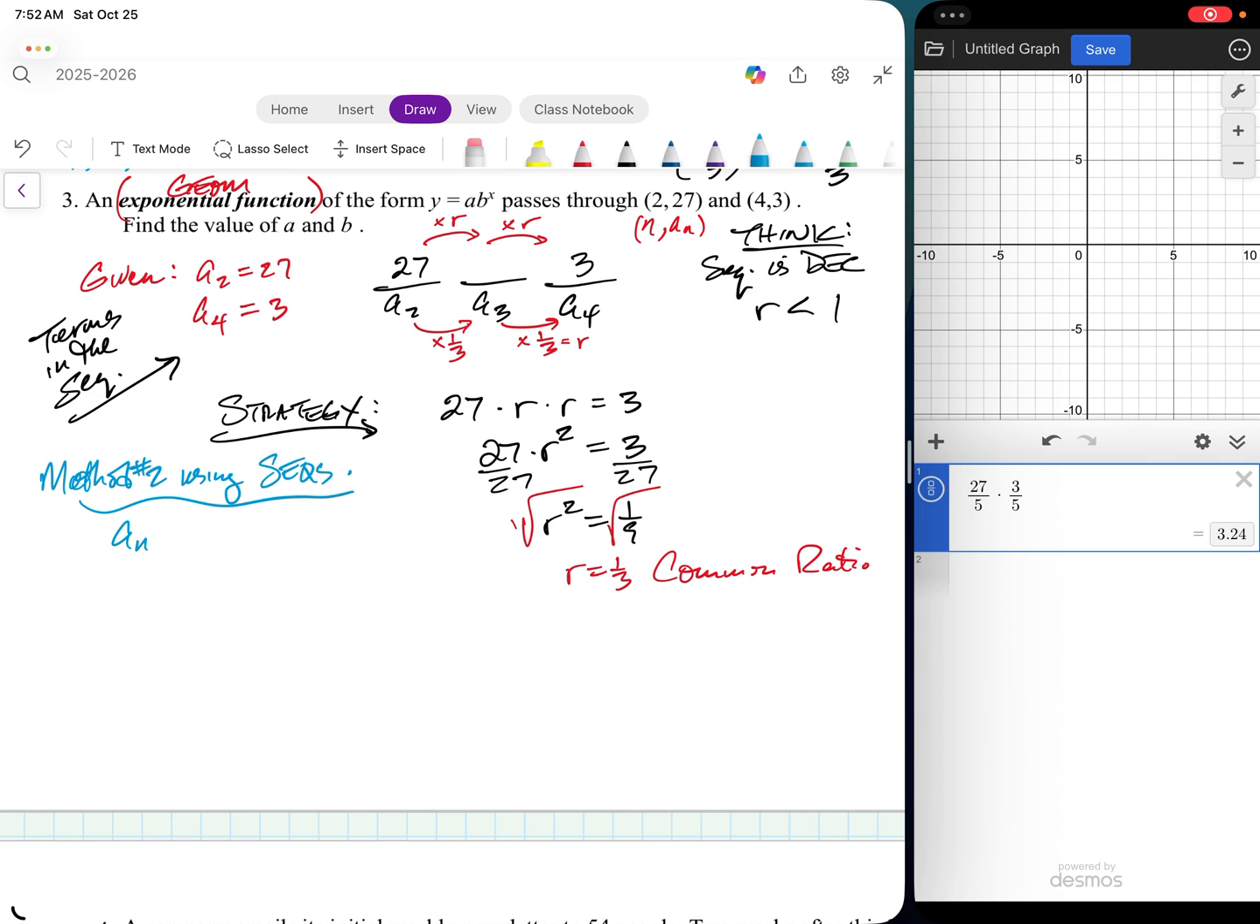Okay, so a sub n is equal to a sub 1 times r to the n minus 1, but we don't know the first one here, so let's use another version of it, a sub 2 times r to the n minus 2. So check this out. We know r is equal to 1/3, so a sub n is equal to a2, which is 27. The second term of the sequence is 27, just look up top, times 1/3 to the power of n minus 2. And the question is, is that the same?